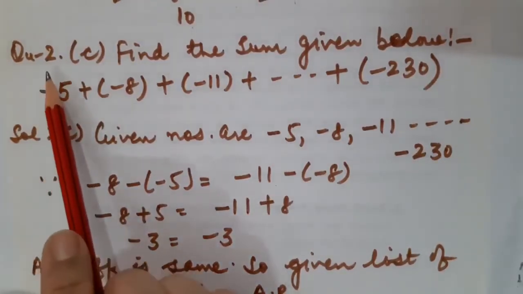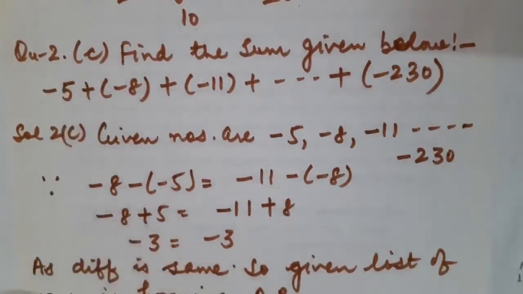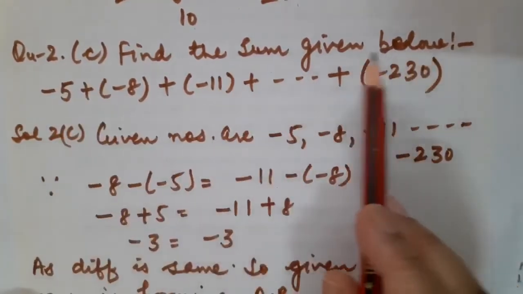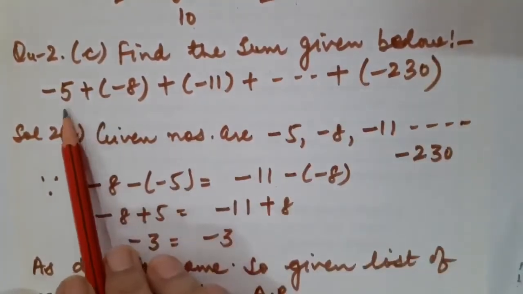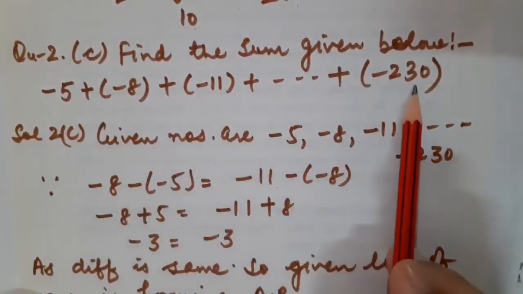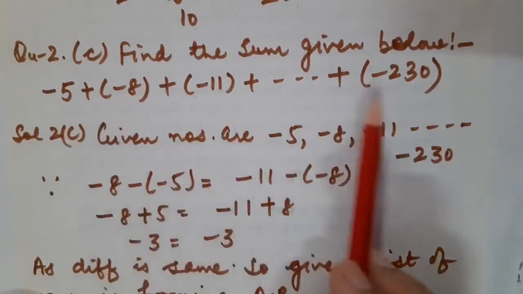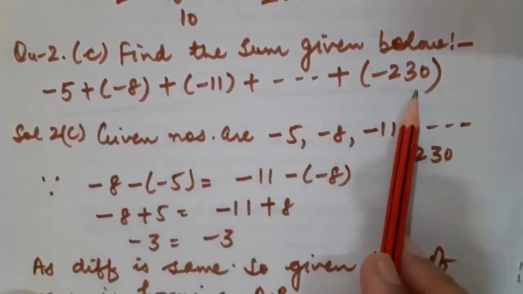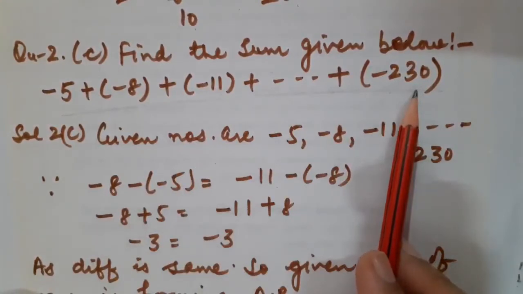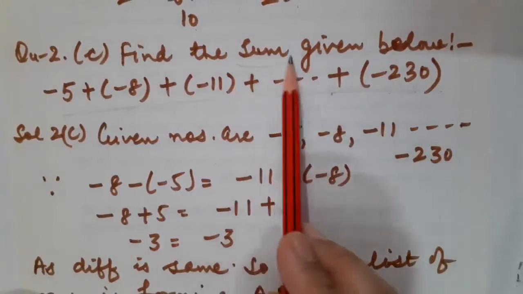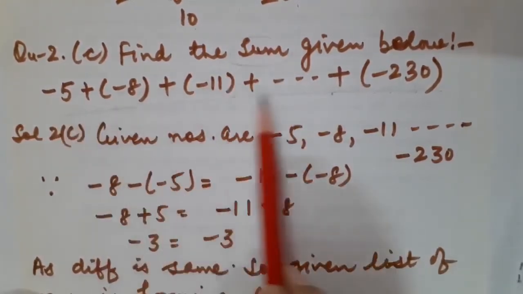This is from exercise 5.3, question number 2c. Find the sum given below. That is minus 5 plus minus 8 plus minus 11 and so on up to minus 230. Children, here in the question, we do not know whether this given list of numbers is forming an AP or not. So first of all, we will have to confirm whether it is forming an AP or not. After that, we can calculate the sum of these very terms.